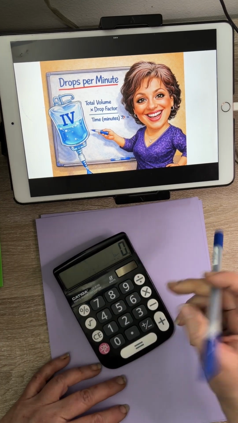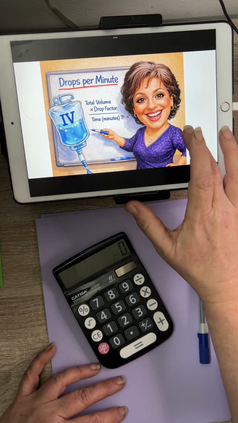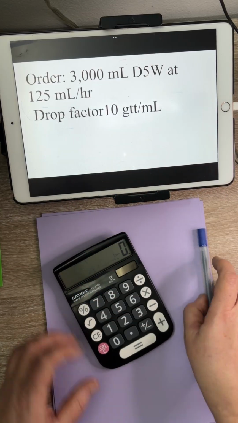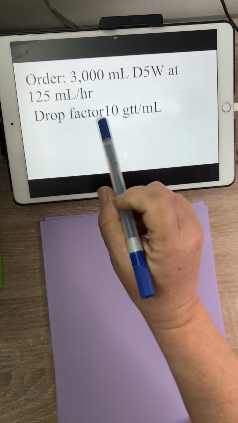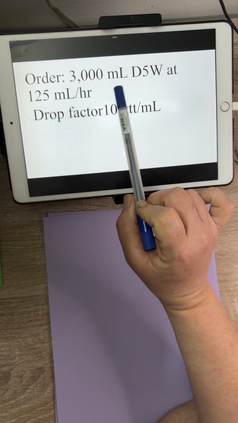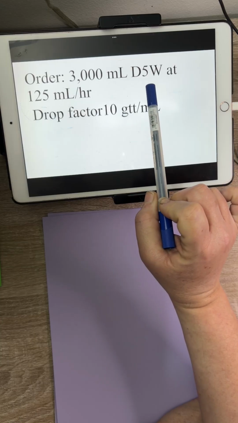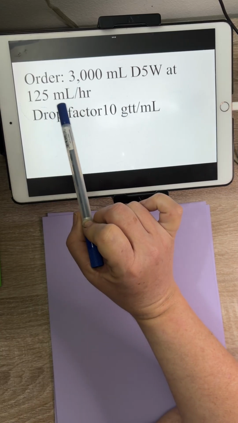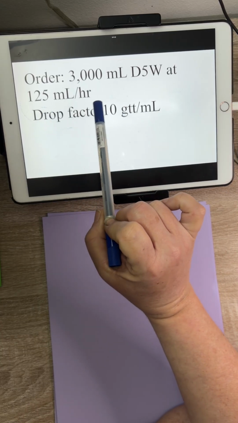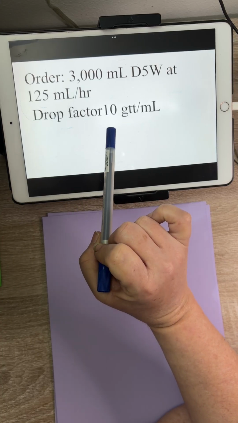I got some more drops per minute problems for you. I want to show you this. So look, the order says 3,000 milliliters of D5W, it's infusing at 125 milliliters an hour and the drop factor is 10.